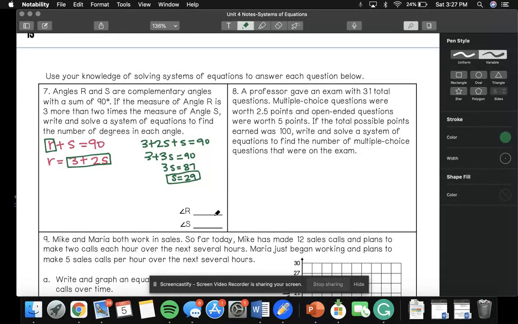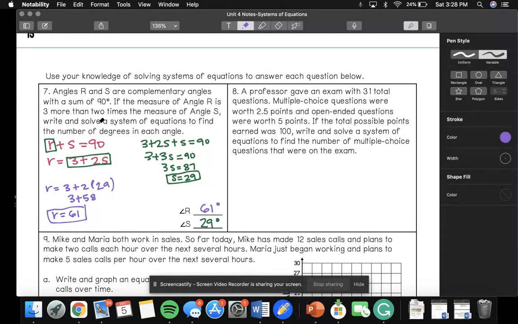Okay, that means the measure of angle S is 29 degrees. Then to find the measure of angle R, we would do angle R equals 3 plus 2 S's, so 3 plus 2 29s. 2 29s would be 58, and 58 plus 3 is 61. I also know we're right because if we add them together, it creates a 90-degree angle.